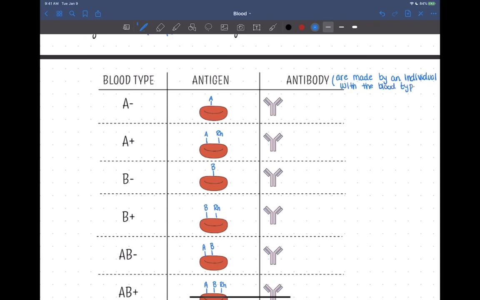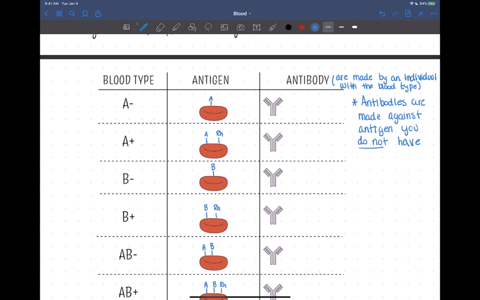What is really important to remember here is that you make antibodies against the antigens you do not have. So I'm going to write that just so you remember it: antibodies are made against antigens you don't have. Obviously you don't want to make antibodies against your own antigens. That would cause your blood to clump, to agglutinate. So you want to make antibodies against the antigens your red blood cells don't have. That way they'll be against anything that is foreign.